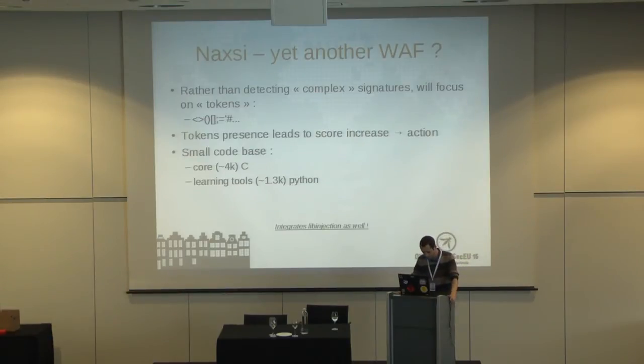Having such a simple approach has the advantage of a quite small code base, actually, because it's less than 4,000 lines of C code. It comes along with tools in Python that are used mostly for reporting and whitelist generation. And for only a few months now, we have also integrated libinjection.